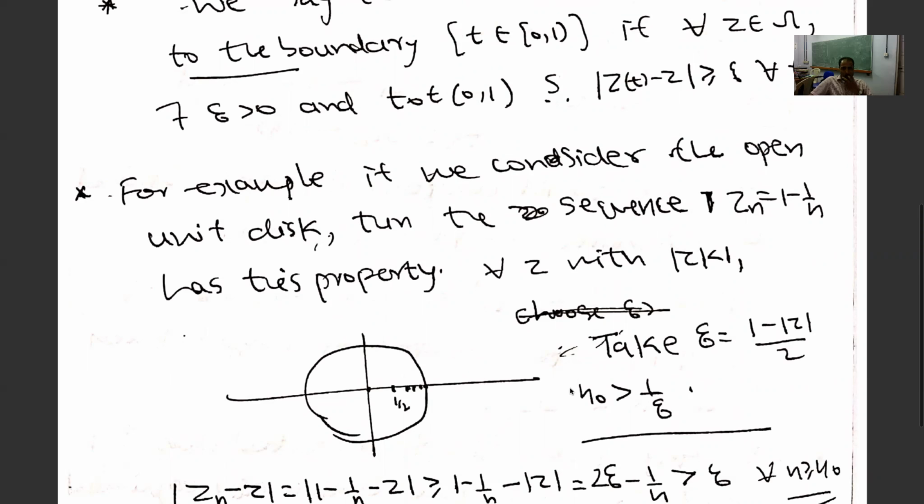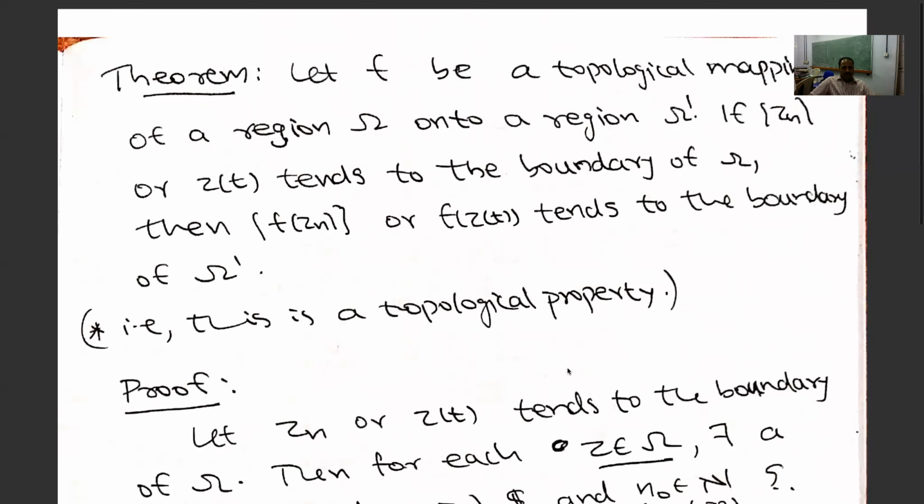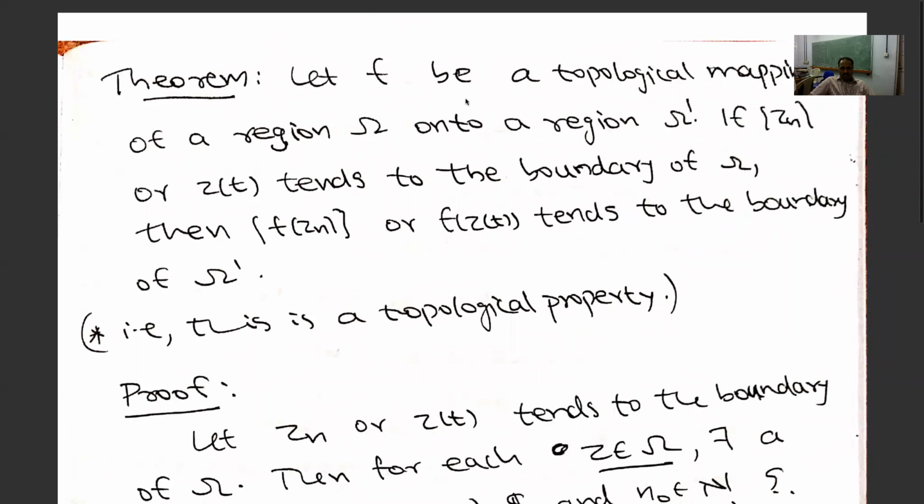That is easy. Now we will prove the following. You start from a topological mapping, a homeomorphism, of a region omega onto a region omega prime. Then we will see that if Zn tends to the boundary, then its image will also tend to the boundary. Similarly, if Z of t, the arc, tends to the boundary of omega, then its image will tend to the boundary of omega prime. So in some sense, tending to the boundary is preserved under a topological mapping.